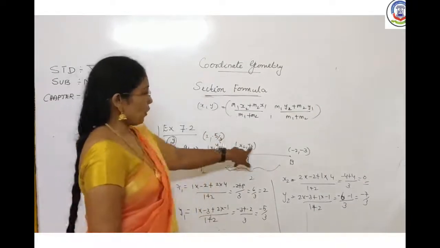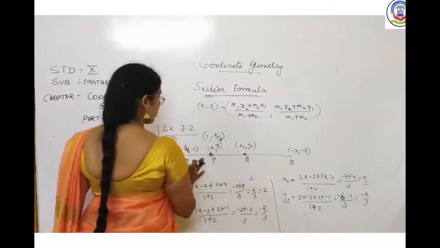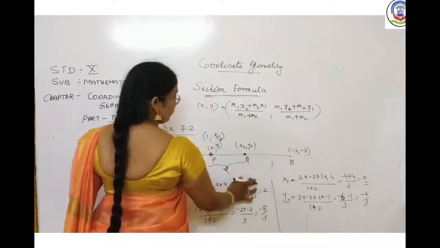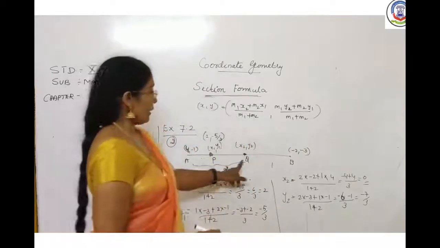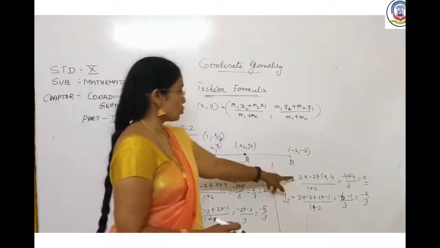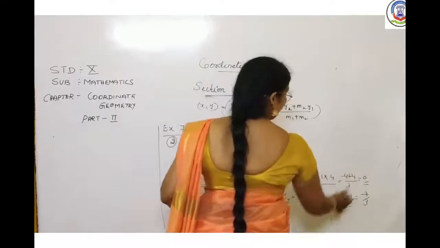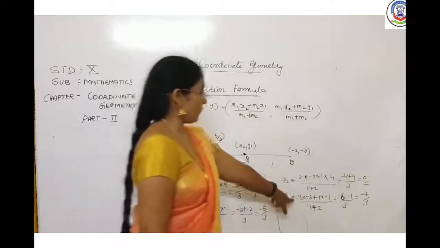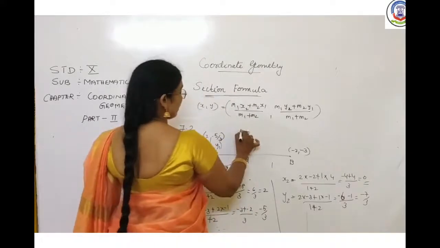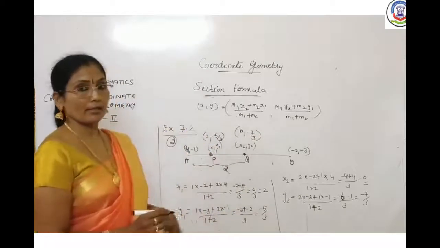In the same way, x2 and y2 you will get by taking this ratio as 2. Now leave that point P here. Only the 2 and 1 ratio you have to take. Again, the same formula you apply here also: 2 into -2 plus 1 into 4 divided by 1 plus 2. So you will get 0. By applying the formula you will get -7 by 3 for y. That means the coordinates of this point Q are 0 and -7 by 3.